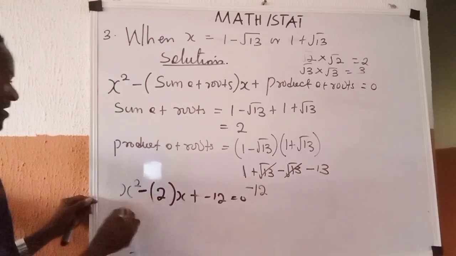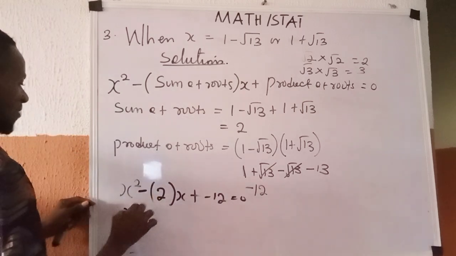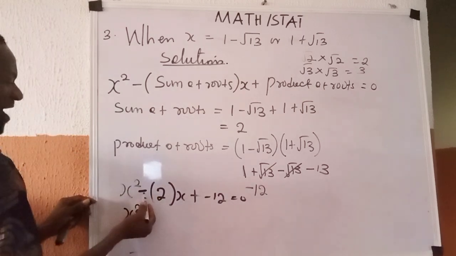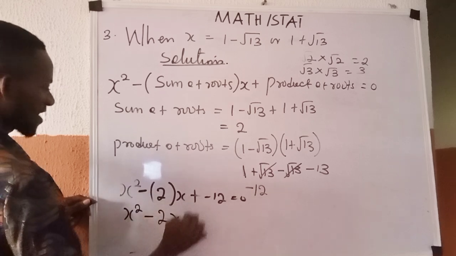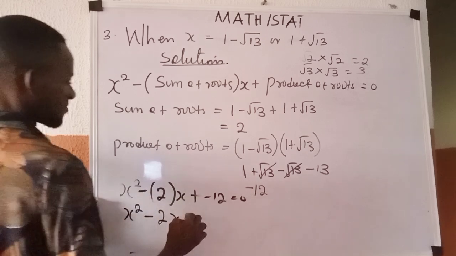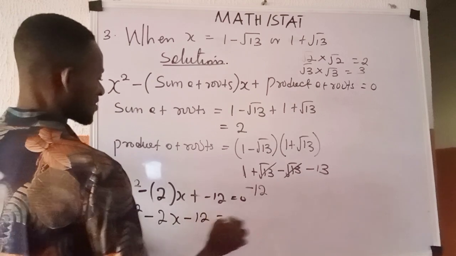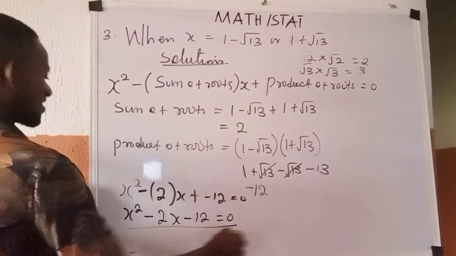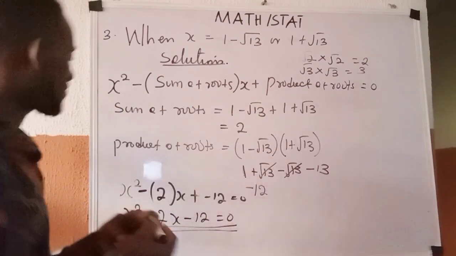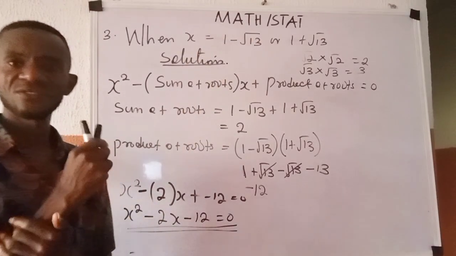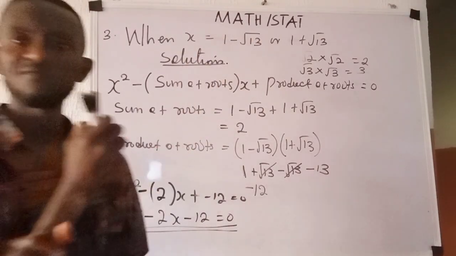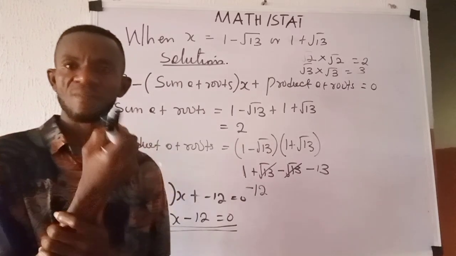So you now come here. So here becomes x raised to power 2. Here is my minus. So you have your minus 2 times x will give you 2x. Plus minus in mass means minus 12 equals 0. And with this, you have arrived at the quadratic equation whose roots are given as this, which of course is very, very simple. You understand?